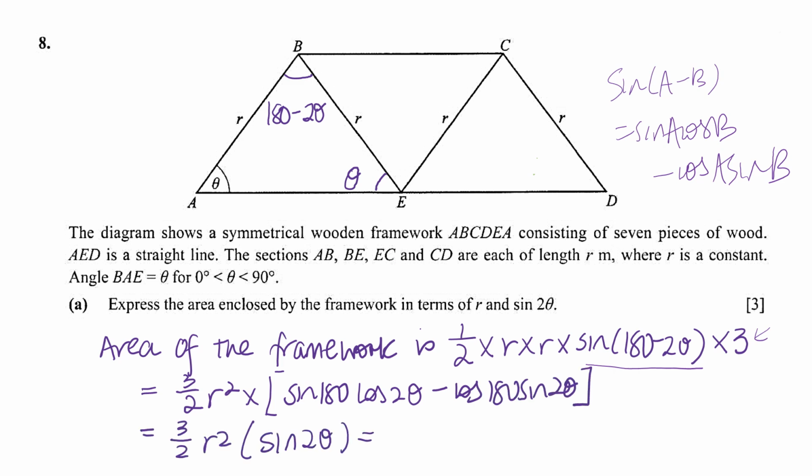Yes, and you end up getting sine 2 theta, because sine 180 is 0 and cosine 180 is negative 1. So negative times negative 1 will give you positive sine 2 theta. Okay, so that's how you do it.